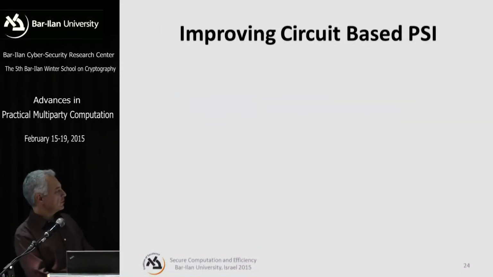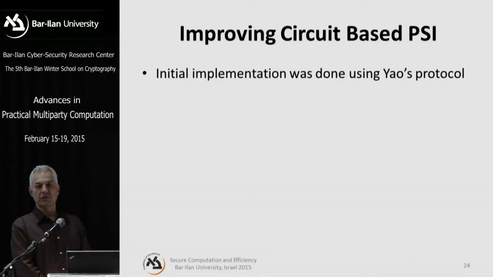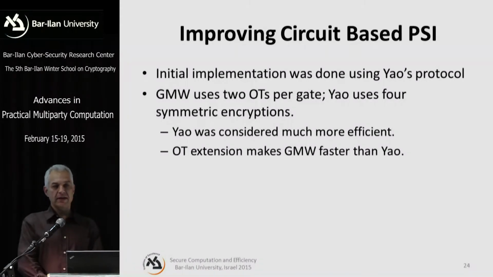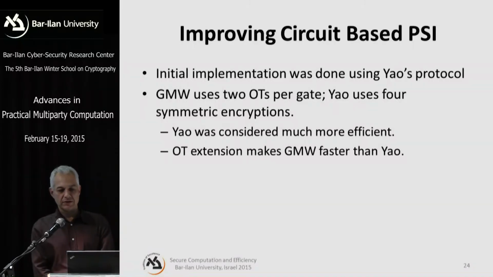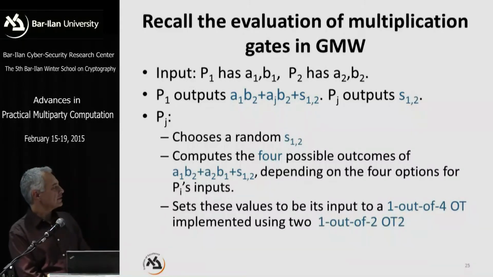So how can you use this? The initial implementation was done using Yao. This is what AGK did. And he already had oblivious transfer extension. And we noted that GMW uses 2 oblivious transfers per gate, and Yao uses 4. So if we use oblivious transfer extension, we actually use fewer symmetric key operations per gate. So let's use OT extension. And then there was another, actually very nice observation.